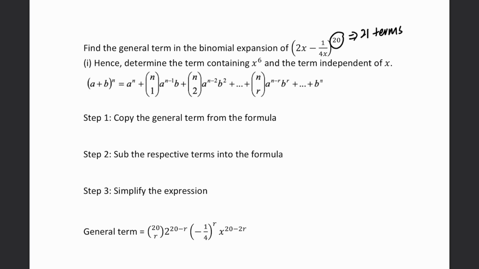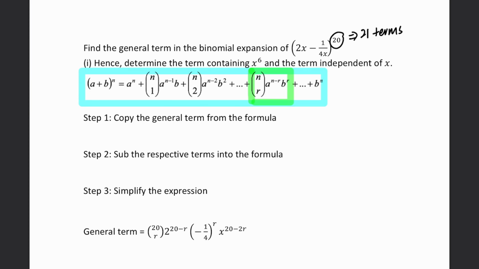So let's look at this question. The first part is to find the general term in the binomial expansion. What you're going to do is look into the formula booklet. This formula is actually given in the formula booklet, and you need to know which one is your general formula. If you look, our general formula for the binomial expansion is just this one here.